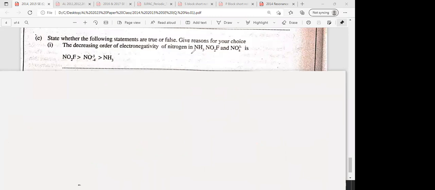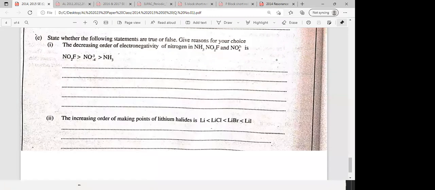Now let's see the answer for this. Now we'll write the S character. All 3 will decide this: N2O, NO2F, NO4 3 minus, and NH3. Let's see the oxidation number first, then you can easily compare. This NO2F, what is the oxidation number?